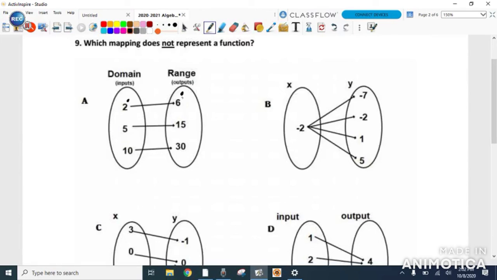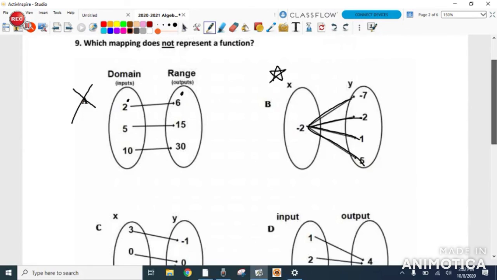Right here, 2 goes to 6, 5 goes to 15, 10 goes to 30. That one is a function, so we will not be selecting that. Right here, -2 goes to 7, and -2 goes to 1, and goes to 5. That means my x has multiple y's. This is a possibility for my answer. Let's just keep going though.